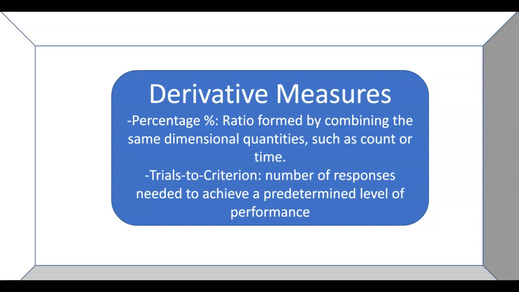Trials to criterion is basically the number of responses needed to achieve a predetermined level of performance. So if you are teaching the child how to tie his shoelace, you're interested to know how many times it will take him to get to the criteria you had predetermined. So it could take him 10 times of trials, 11 times, 12 times. So these are the number of responses needed for him to achieve the criteria set for him.